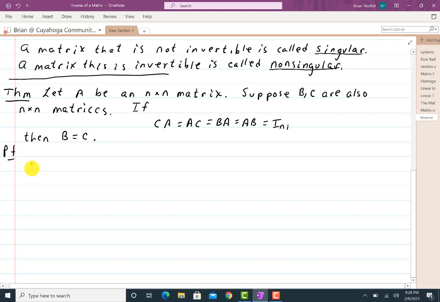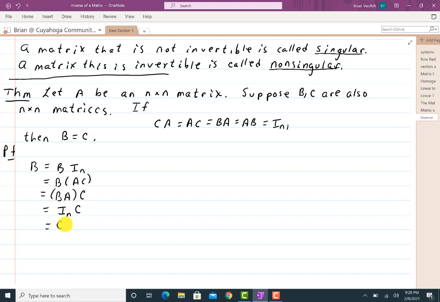So what we do is we start with B, and notice that B equals B times the identity matrix, and then I can swap in AC in place of I_n, and then I can use associativity, and then BA is also I_n, but then that is just C. I love these proofs where you can just do a series of equals. So what do we have here? A can only have one inverse. In other words, inverses are unique.